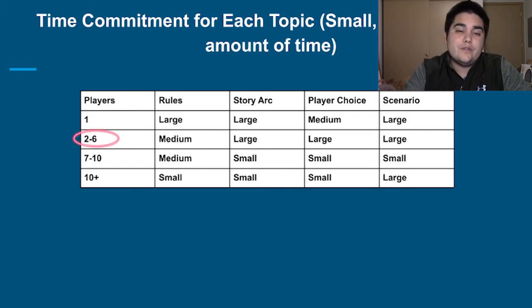If you have 2 to 6 players, I recommend not making too many changes to your rules, just because most of your players are already going to know the base set. About half of them aren't going to read the new rules that you created anyways, so just don't spend too much time on your rules, so that you can spend more time on your story arc and in your player choice and in your scenario.